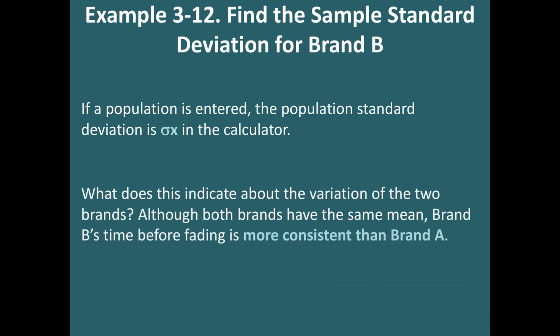What does this indicate about the variation of the two brands? Although both brands have the same mean, brand B's time before fading is more consistent than brand A. Brand A's sample standard deviation was 18.7. The sample standard deviation for brand B was 7.1. This means there's a lot more variability in brand A than brand B, making brand B a more consistent brand.